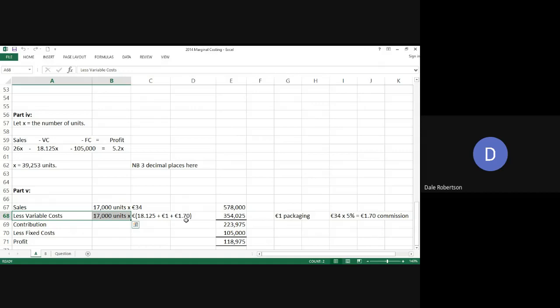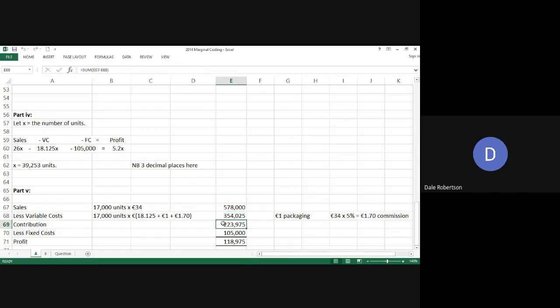Where did we get that? That is 5% of the selling price, which is €1.70 commission. Every time one of your staff sell a hoodie, they're going to get €1.70 sales commission, which is 5% of the selling price. So therefore, the total variable cost per unit is when you add those 3 together, and that's going to be €20.825, I think. And that's multiplied by 17,000 units again to get this number here.